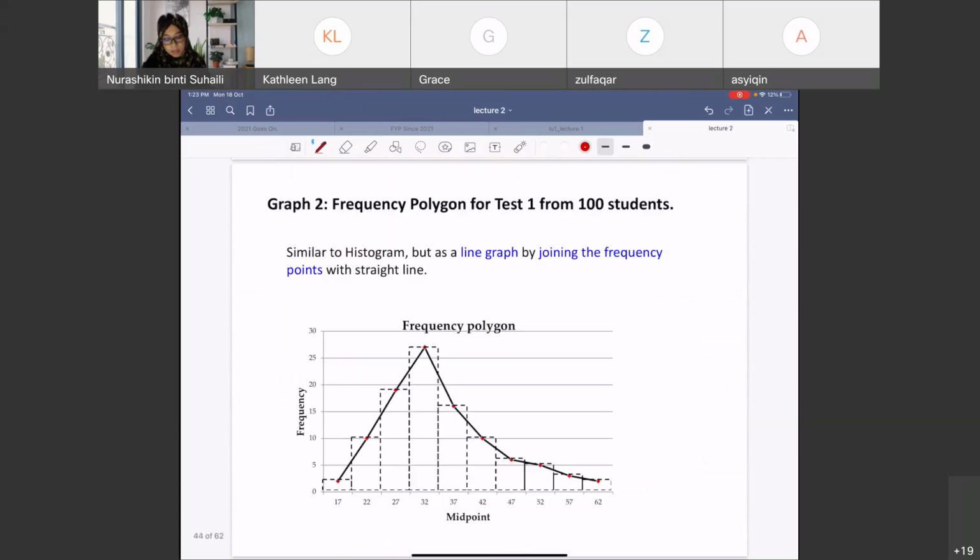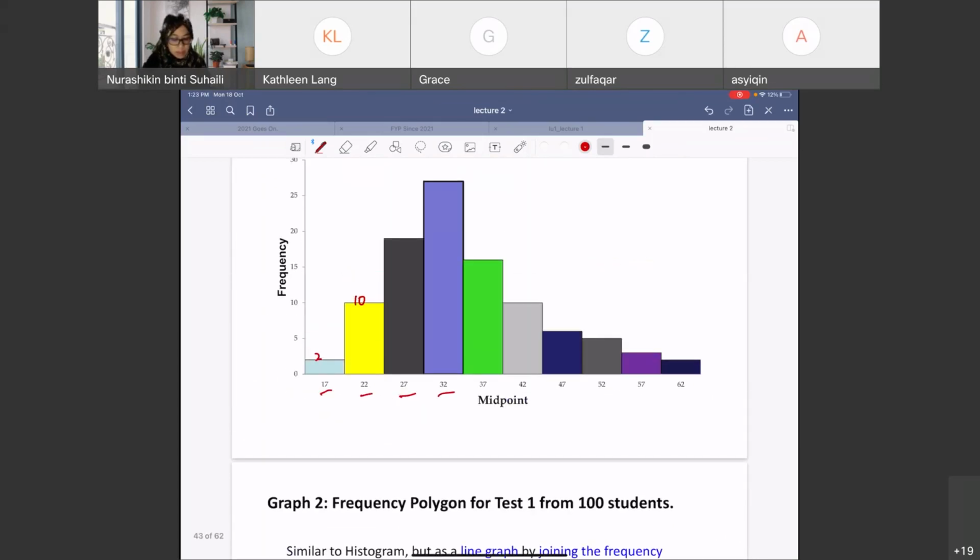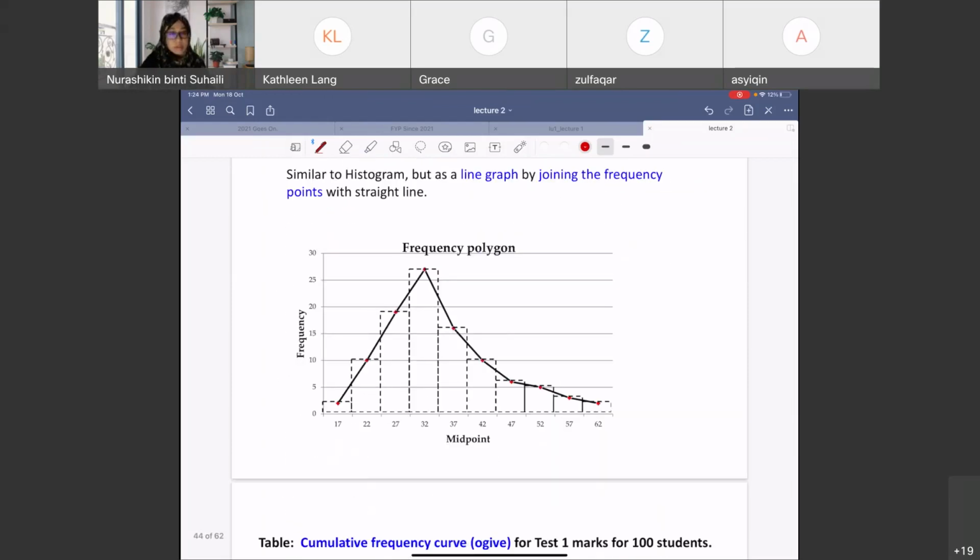And then we have another one, which we call the frequency polygon. It's not really much different from the histogram. It's just that from the histogram here, you take the midpoint of each bar and then you connect them like this. And it will create what we call the frequency polygon. So the frequency polygon is actually derived from the histogram.